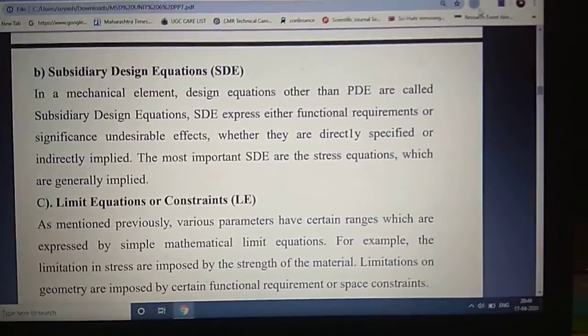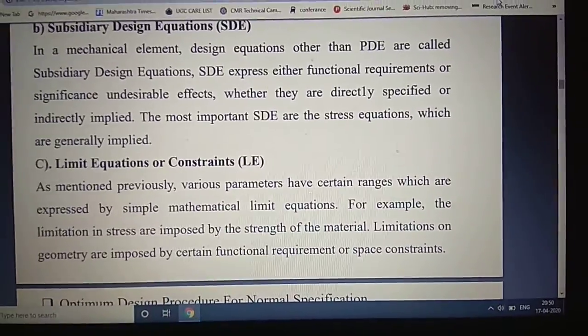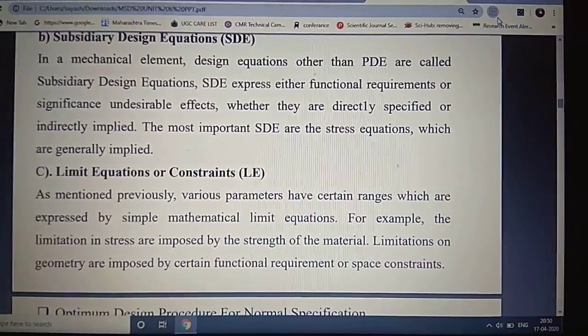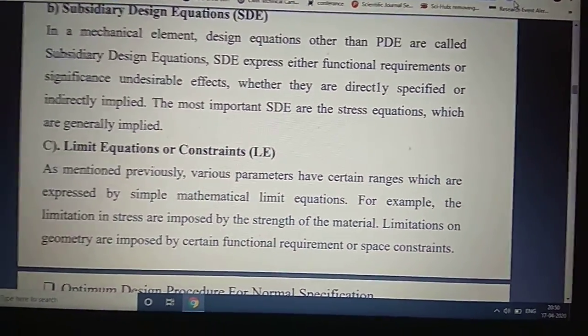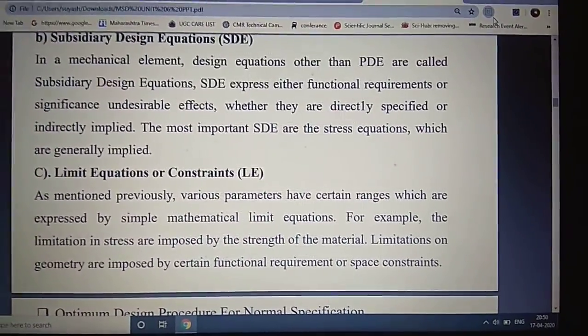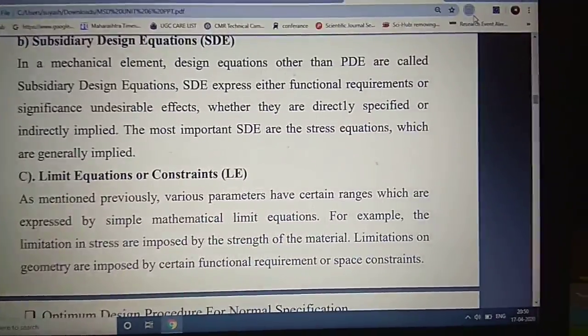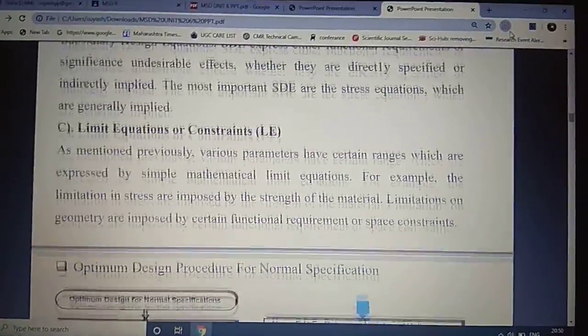The next part is the limiting equation. As mentioned previously, various parameters have certain ranges which are expressed by a simple mathematical limit equation. For example, limitations on stress are imposed by the strength of the material. Limitations on geometry are imposed by a certain functional requirement or space constraint.